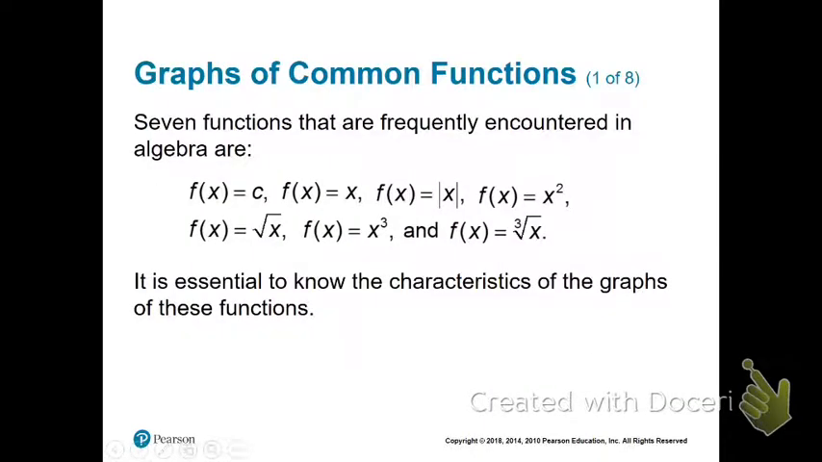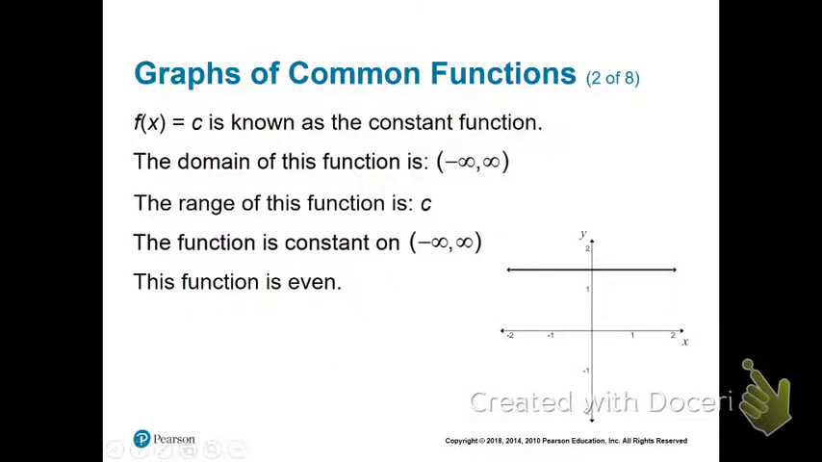All right, so here are the 7 functions that are frequently encountered in algebra. And it's going to be essential to know the characteristics of the graphs of these functions. So the first one we're going to talk about is called our constant function. And so the equation for the constant function is f of x equals c. And so we can see a graph of it here.